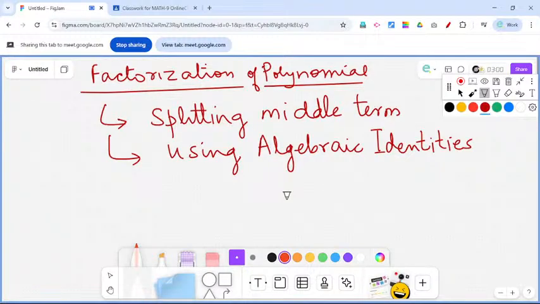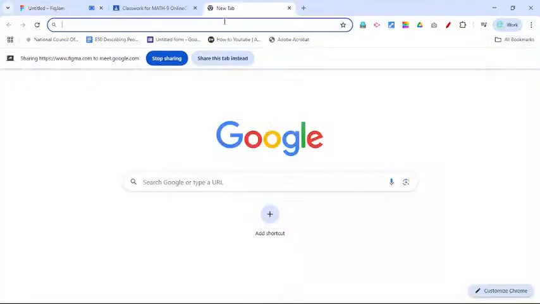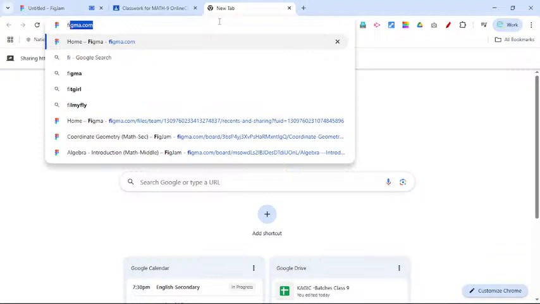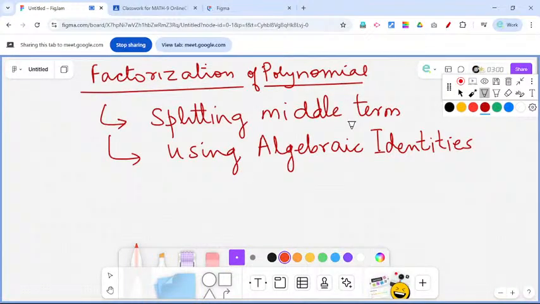Do you remember polynomial, no? For factorization of polynomial, we have to use algebraic identities. So we had done some factorization of polynomial using splitting middle term and by using algebraic identities. If I ask you, can you tell me some algebraic identities?